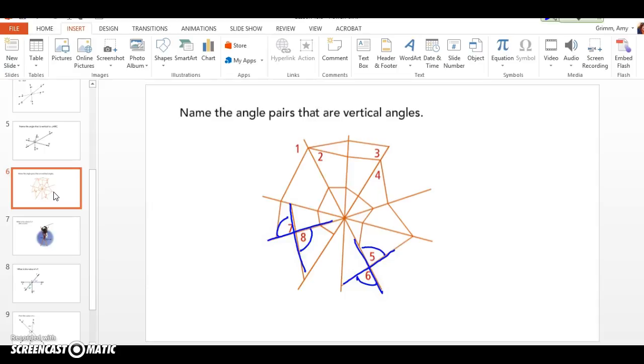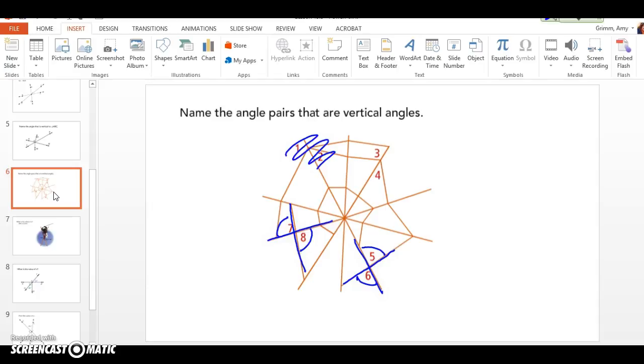Okay, it has to have two straight lines, right? So I see one right here. But look at angle 2. Angle 2, this line would have to go like that. Does that make sense? That was a trick question. I was trying to trick you. So this is not a set of vertical angles.